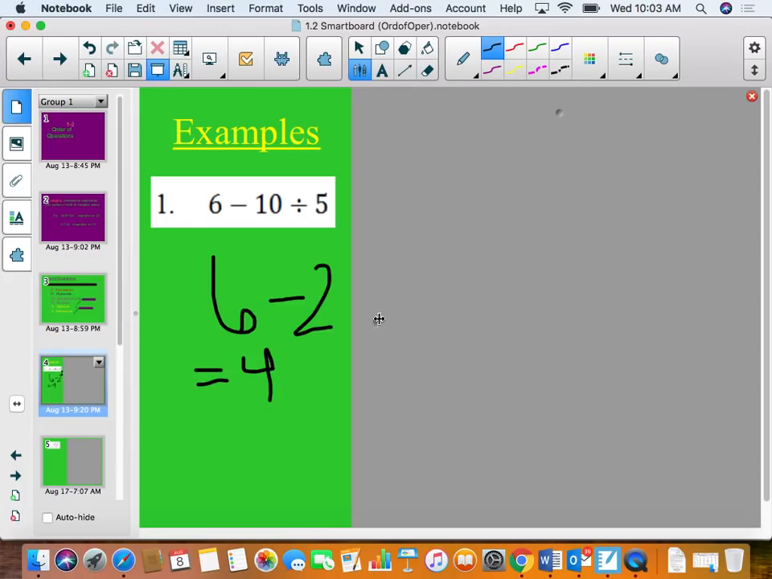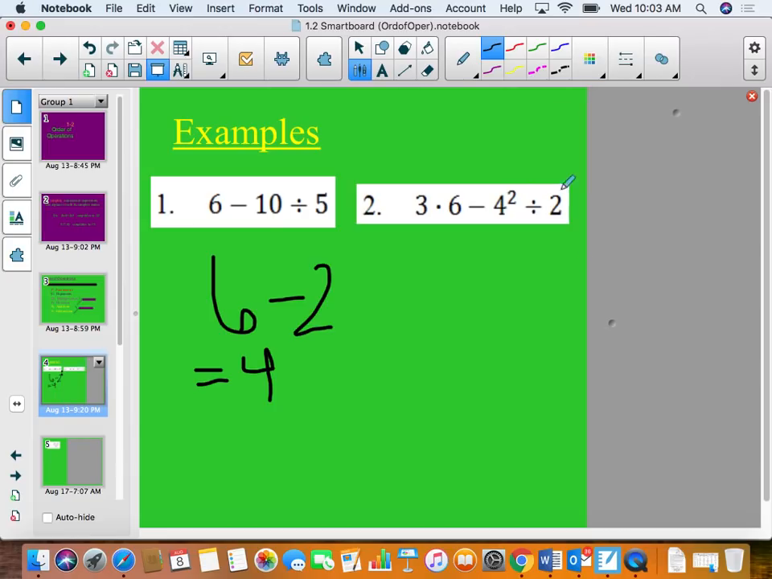On our next example, we can again go through our checklist in our head. We have no parentheses, but we do have an exponent here. So an exponent of 2 is called squaring, which means taking 4 times itself. So 4 times 4 would give us 16, which means that this is going to become 3 times 6 minus 16 divided by 2. So that's what we have at this point.